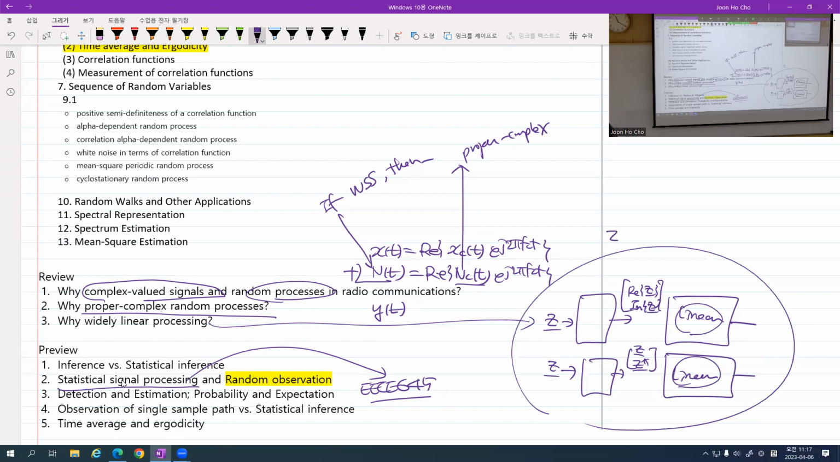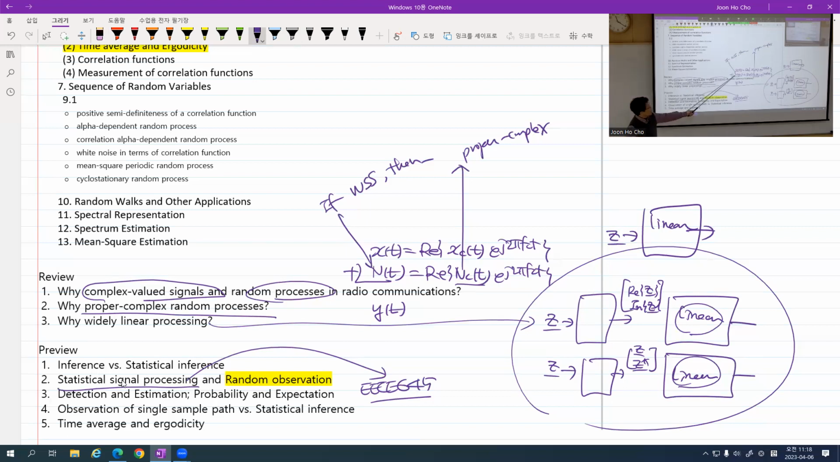This is different from Z directly processed by some linear system, especially when Z is improper. Got it? And why is improper signal important?